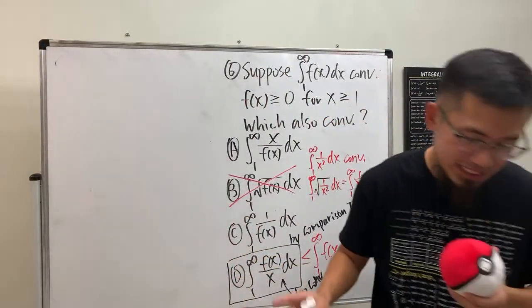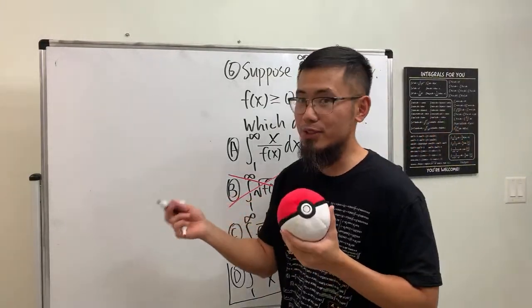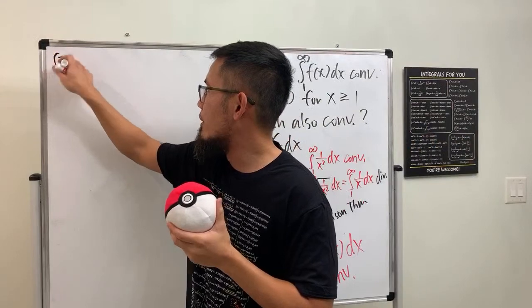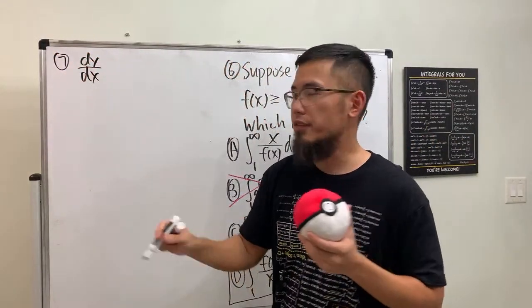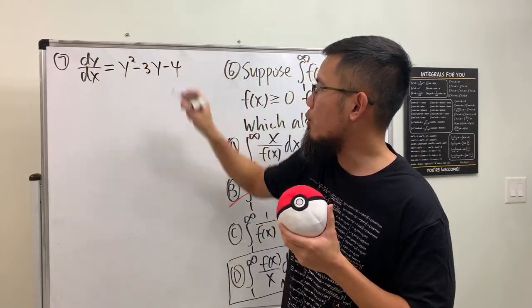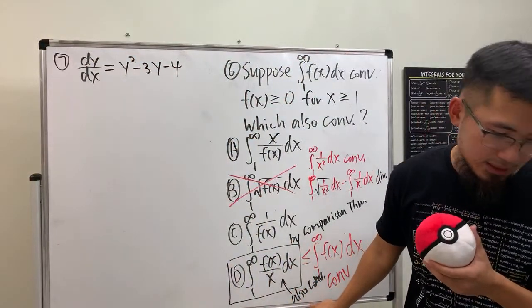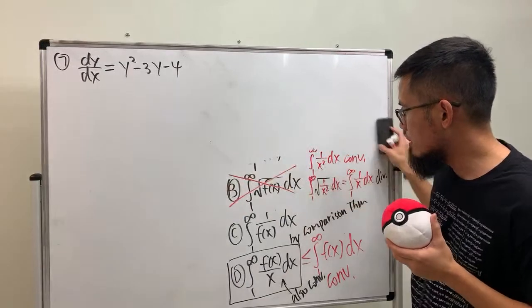All right, number 7, it's a semi-hardcore question, right? So I'm going to first write down the question and we'll erase that. So number 7, we have 2 parts. The first part is just solve this differential equation, y squared minus 3y minus 4. And I also give you guys the initial condition. So I'm going to just erase this right here.